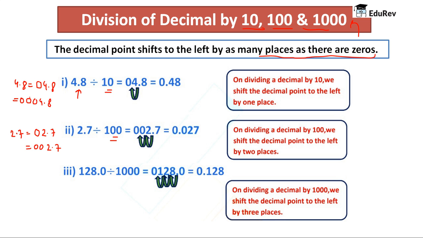128.0 divided by 1000. How many zeros are here? 3 zeros are here. By how many places will we shift this decimal point? We will shift by 3 places. And the same 128.0 will be equal to 128.0. Writing zeros here does not change the value of the given number. So shifting this decimal point by 3 places, we will get the answer 0.128.